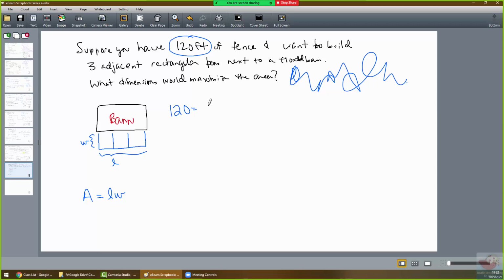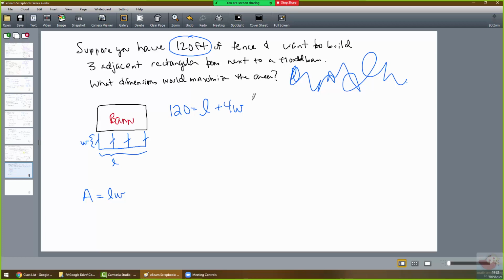Well, do we have two L's? No, we don't actually. So we just have one L. And how many W's do we have? Wouldn't it be 2 because of the other side? Or would it just be one? 1, 2, 3, 4. So 4. So 120 equals L plus 4W, and it doesn't matter where the 120 is, on the left or the right.